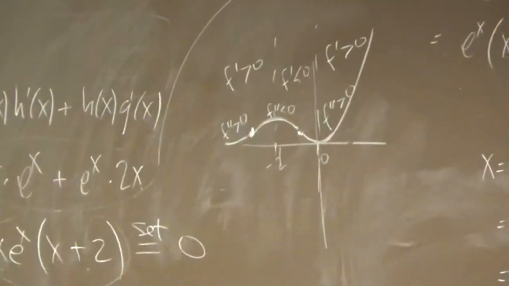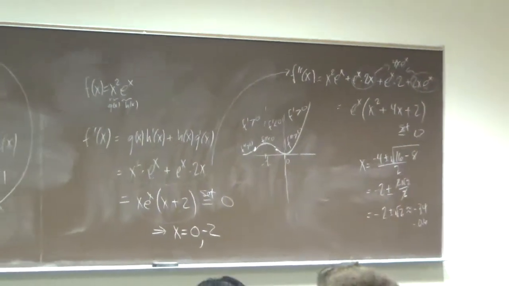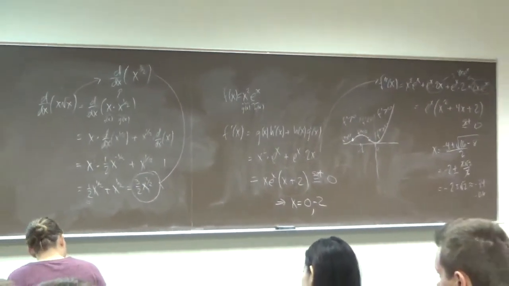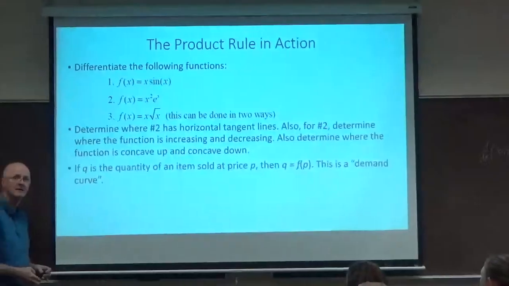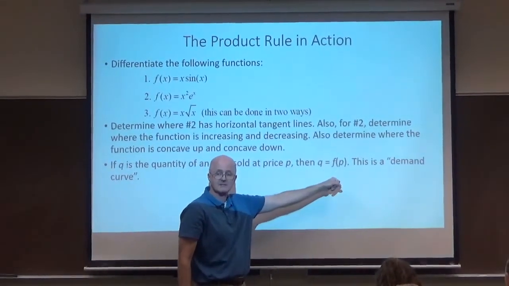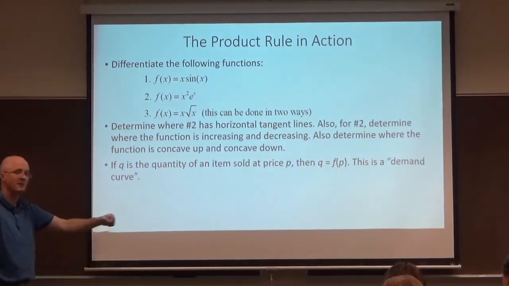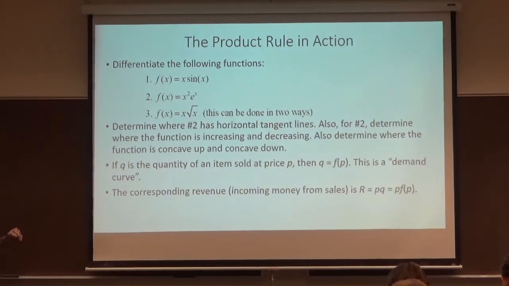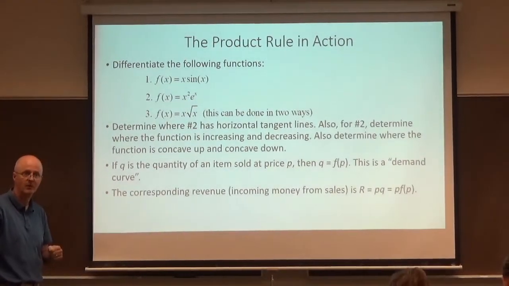One more thing I want to show you, and this will help you with the last graded problem for Monday. If Q is the quantity sold of an item at a price P, you should know from basic economics that Q depends on P. Demand depends on the price. Q is the demand. P is the price. So your problem is about skateboards. You're wondering, should I raise the price of my skateboards?